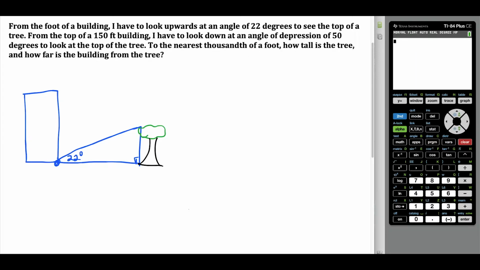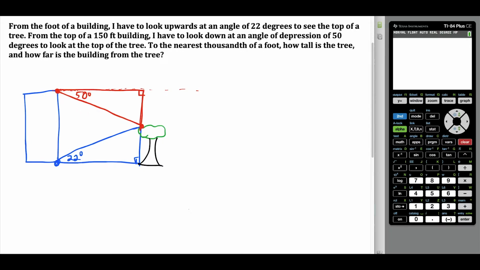But then next we're told that if we're at the top of the building up here, and we look down at an angle of depression of 50 degrees, we could also see the top of the tree. So I'm just going to extend the horizontal line across like this, because anytime you're talking about angles of depression, it's always relative to the line parallel to the ground here. So I'm going to draw this line over here to show this is our angle of depression, 50 degrees. It's going to be located over here. Okay, so now I'll draw in the other lines to complete this picture. So here is our other right triangle that we're going to need.